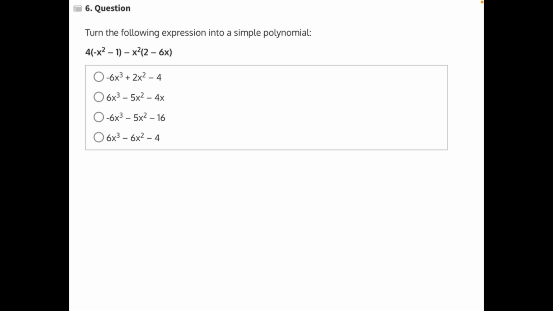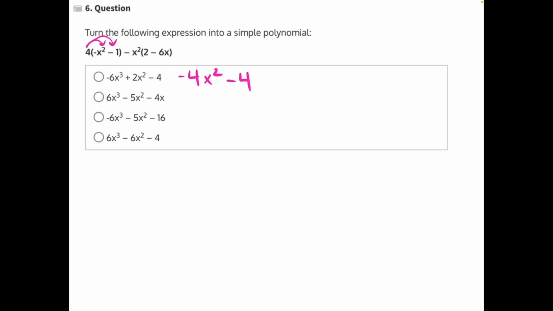Turn the following expression into a simple polynomial. Let's go from left to right and use distributive property. 4 being multiplied into this first binomial, 4 times negative x squared would give us negative 4x squared. Then 4 times negative 1 would give us a negative 4.